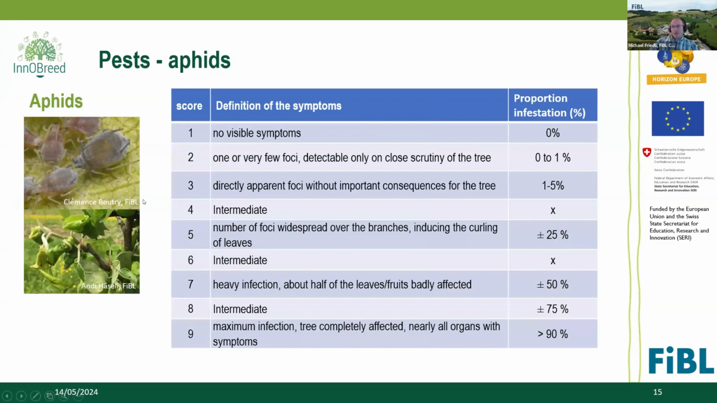And we not only have diseases, we also have pests. I just said in one of the previous slides that aphids can be a big problem, and therefore it's also important to assess this. And here you can see an example of the scale that is proposed. So with a 1 we have no symptoms, and with a 9 a maximum of infestation, so this tree would be really heavily infested. More or less the whole tree would look like the image that you can see here on the left-hand side.